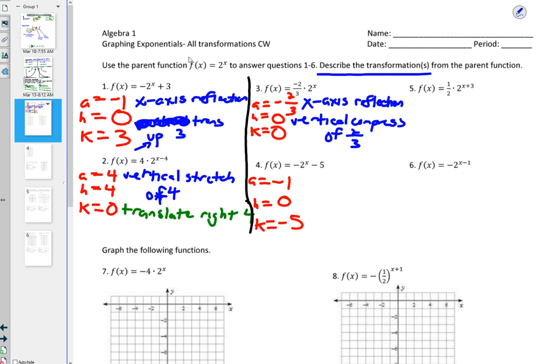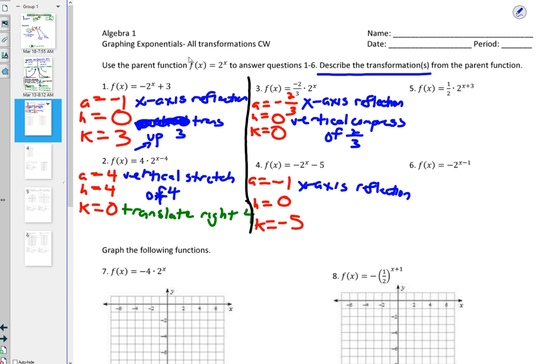Shobi, give me some transformations. I don't want to. No, nothing? Ingrid? I'll pass. Jason, give me a transformation. That's what's happening there. Good. How do you know that there's an x-axis reflection? Because A is negative.